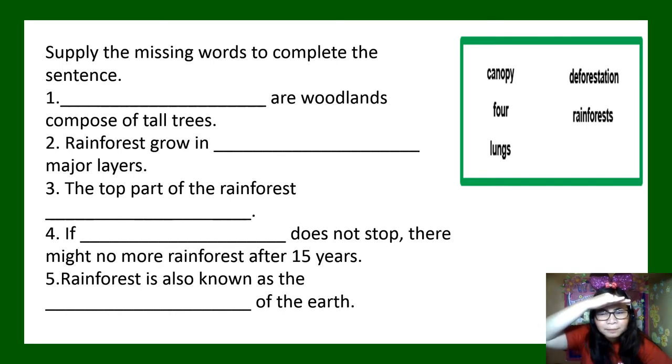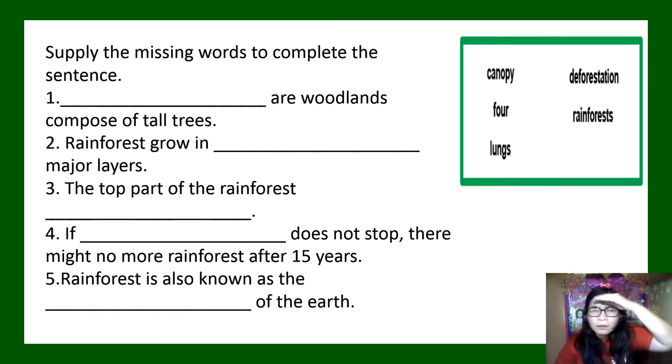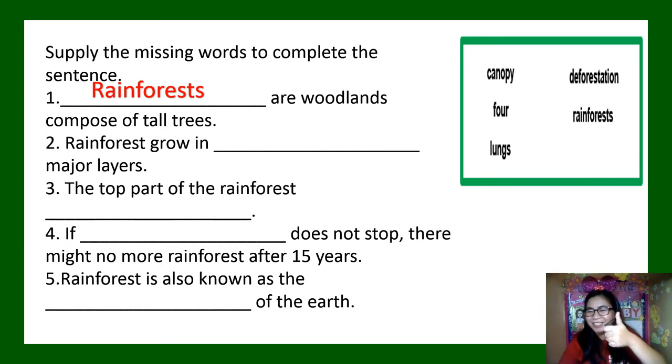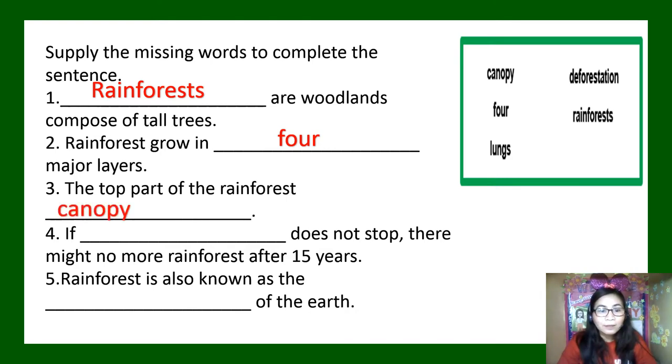Can I see your answer? Is that rainforest? Well, you've got the correct answer. Good job. Number two, rainforests grow in blank major layers. Four major layers? Correct. Oh, the top part of the rainforest is canopy? You said canopy? Good job! Very good.